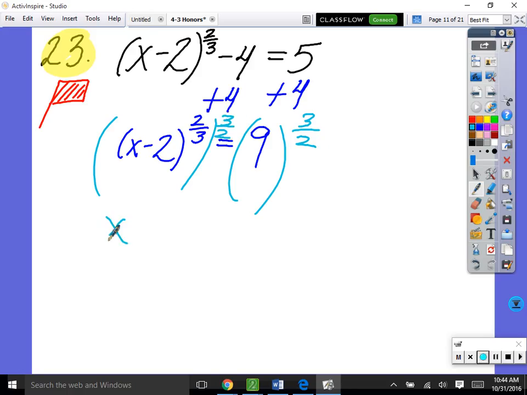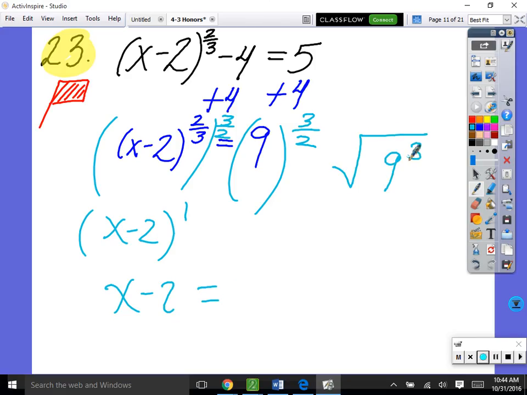Because then we get a 1. So we have x minus 2 to the first power, which is really just x minus 2, is equal to... Now look, if we were to rewrite this, this is the same thing as the square root of 9 to the 3rd power. Don't square roots have plus and minus answers when solving, right? So we're going to have to put plus and minus right here.